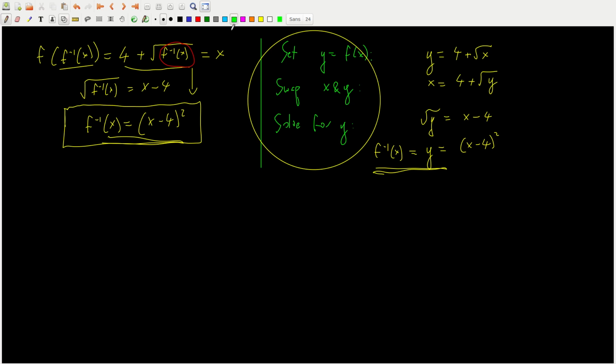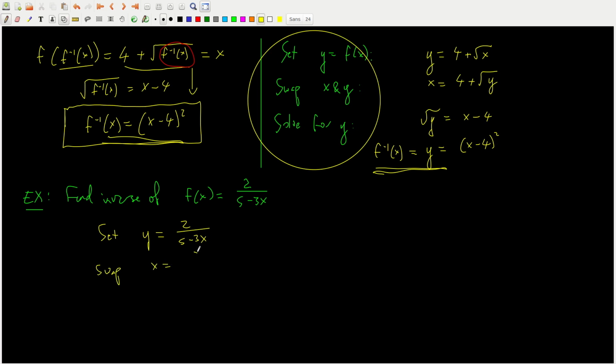Let's do another example. Let's solve for the inverse of this function. All we do is call the function y. So set y equals 2 over 5 minus 3x in this case. I'm going to swap x and y. So we're going to end up with x equals 2 over 5 minus 3y. And then we just have to solve for y. To do that, I'm going to multiply the denominator across and then do all of the things we need to do to solve this equation for y.